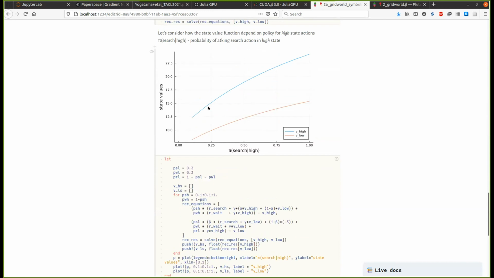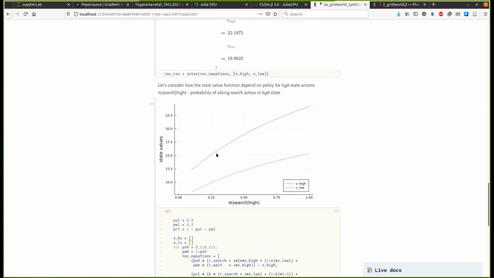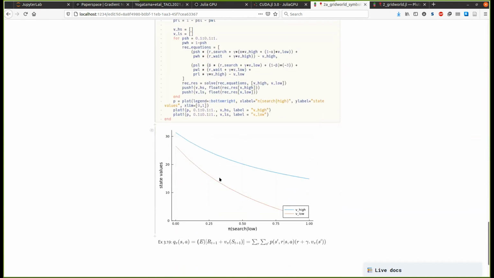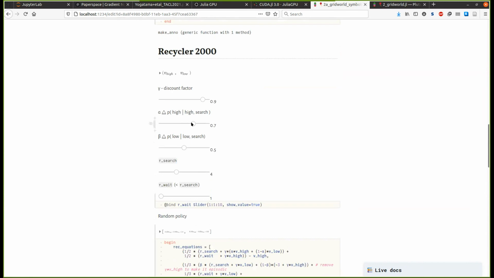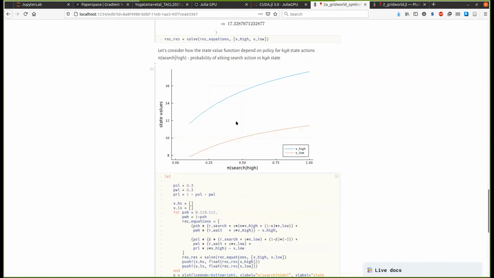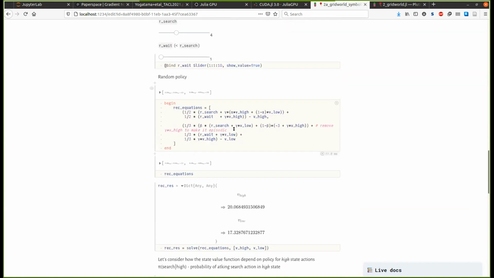And here you can see that with increasing the probability of searching from the high state, we have a higher value of that state. That would correspond to the fact that when you are charged, you want to search, right? And that aligns well with this symbolic solution for the value function. And here on the contrary, when you search in a low state, you might expect to get lower rewards. And that depends on these values here. You can play around with it and get slightly different numbers.